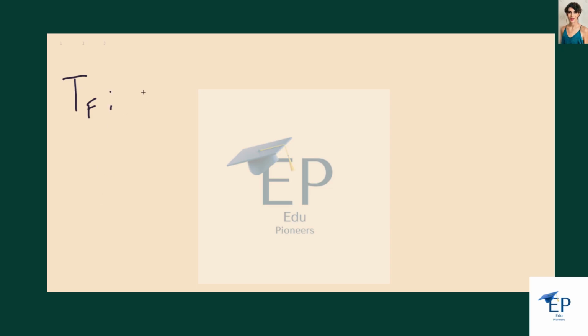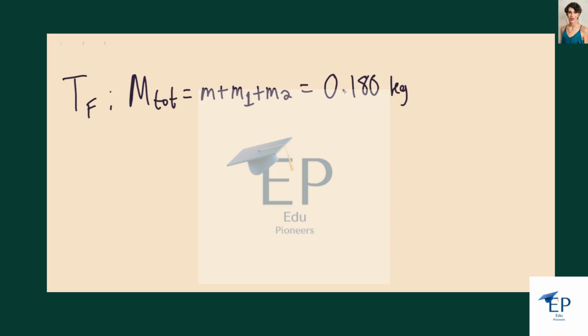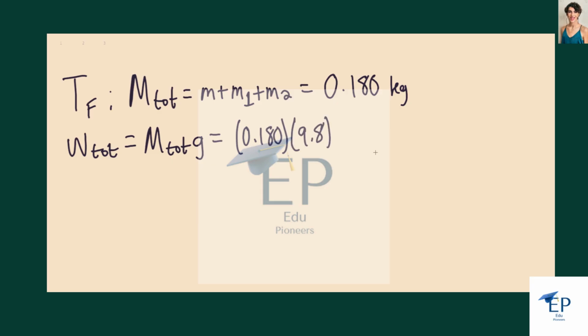And for T sub F, in order to find T sub F, we have to say that the mass total is going to be equal to the mass plus m sub 1 plus m sub 2. And this is equaling 0.12 plus 0.036 plus 0.024. Add those up, we're getting 0.180 kilograms. So we know that the weight total has to be equal to the mass total times g, and this will be equal to 0.180 times 9.8. This is giving us 1.764 newtons.